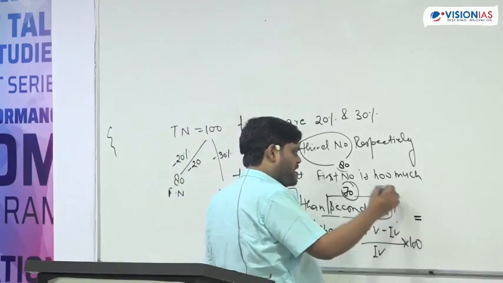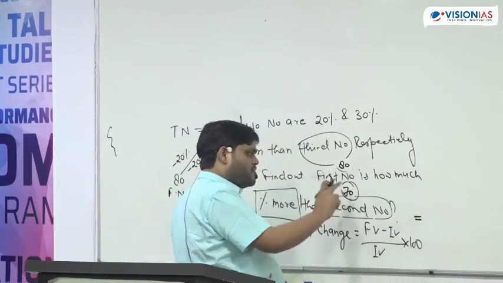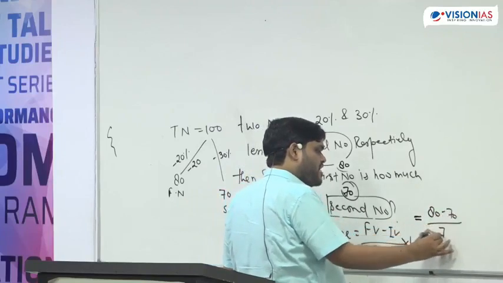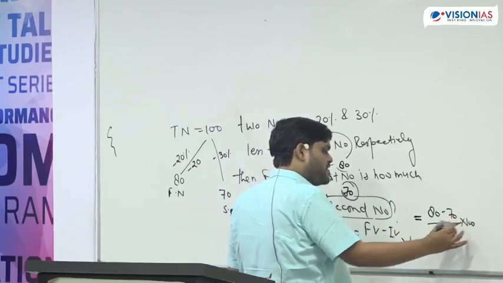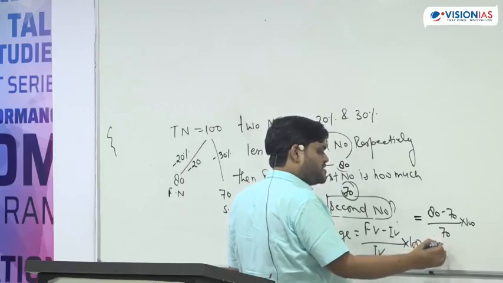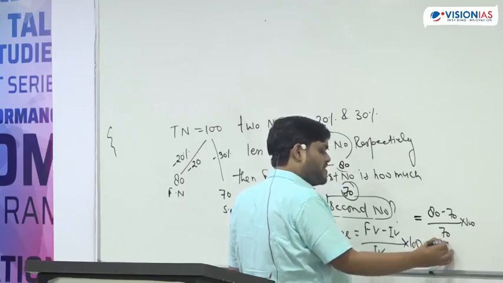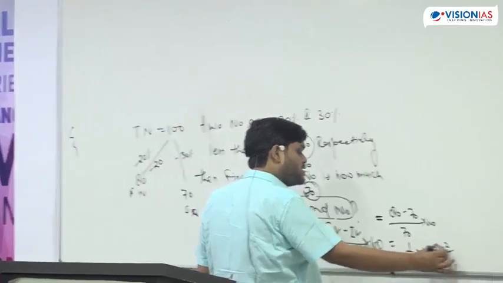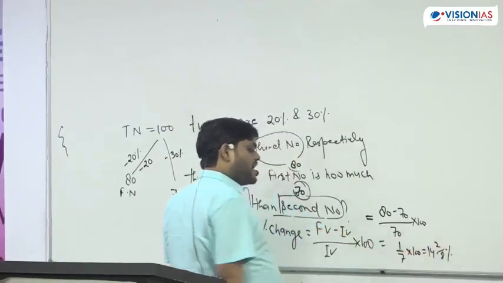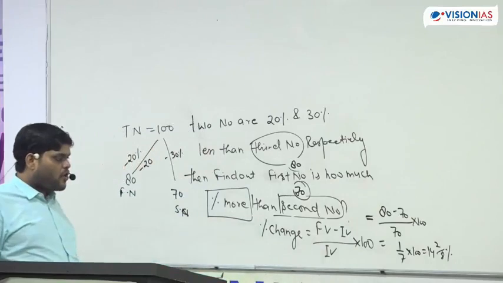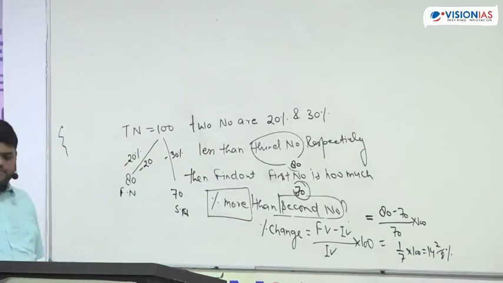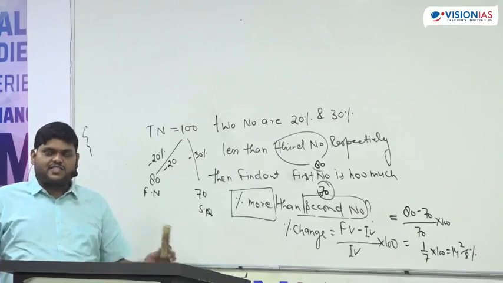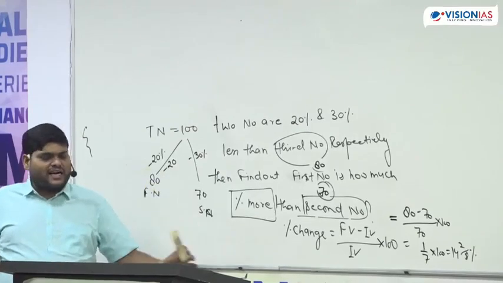Final value is the first number, 80 minus 70 upon 70 into 100. This simply gives us 10 upon 7, 1 by 7 into 100. If you solve, this will come as 14 2 by 8%. So we have just used whatever we learned in the last two classes.